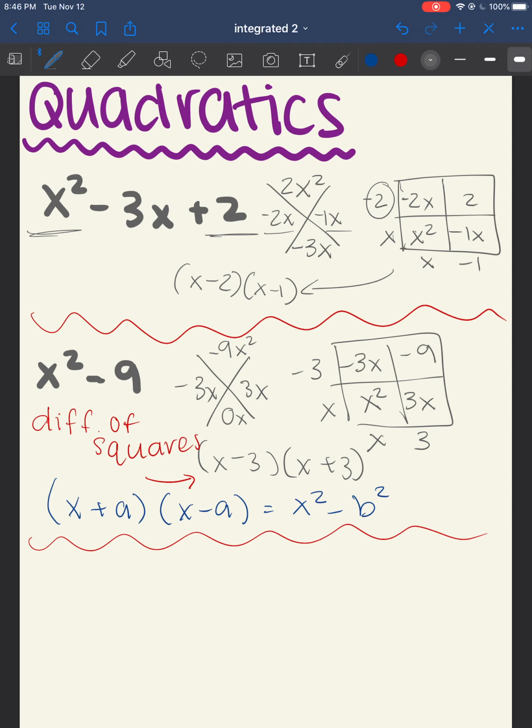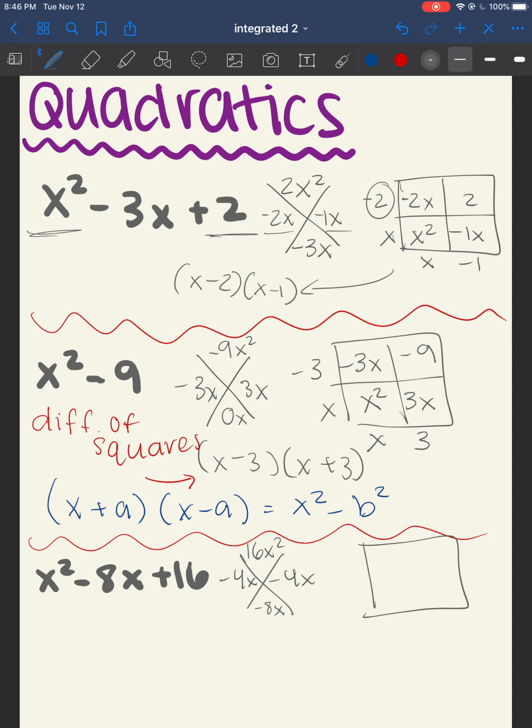Let's say you have x squared minus 8x plus 16. You do your box: x, 16, x squared, negative 8x, negative 4x, and negative 4x. You do your box one more time, negative 4x, x squared, and 16. You get x, negative 4, negative 4, and then you get x minus 4 times x minus 4.